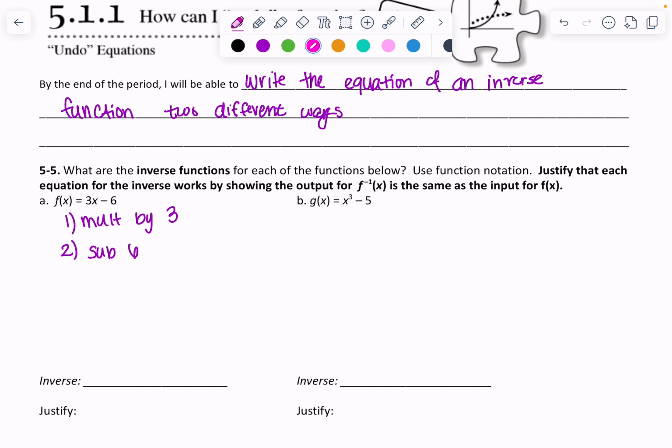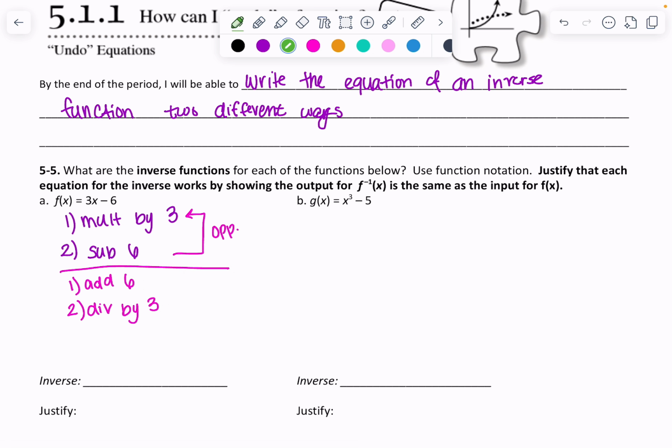So in order to find our inverse function, we need to do our steps in reverse, and we need to do the opposite. So steps for our inverse function would be to add 6, because that's the opposite of subtracting, and then divide by 3, because that's the opposite of multiplying.